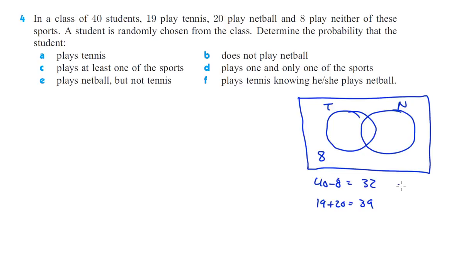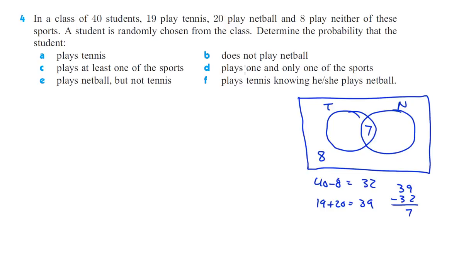So what we want to do here is 39 minus 32, and that gives us 7. We would be 7 people too many, so that means 7 people got counted twice. So that means this number here in the middle is going to be 7. Okay, and that's what's going to make our life a lot easier once we figure out what that is. Okay, so we know that there's 7 that play both.